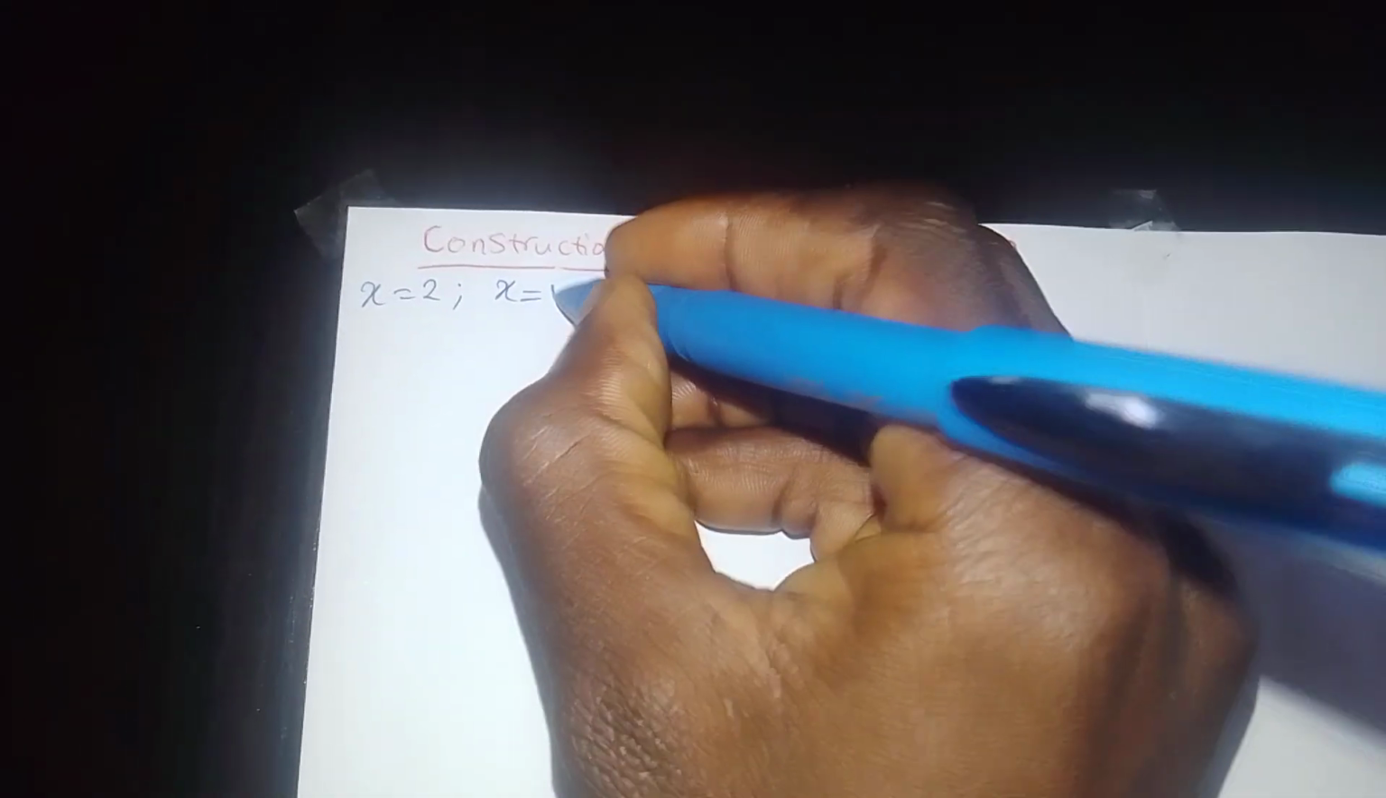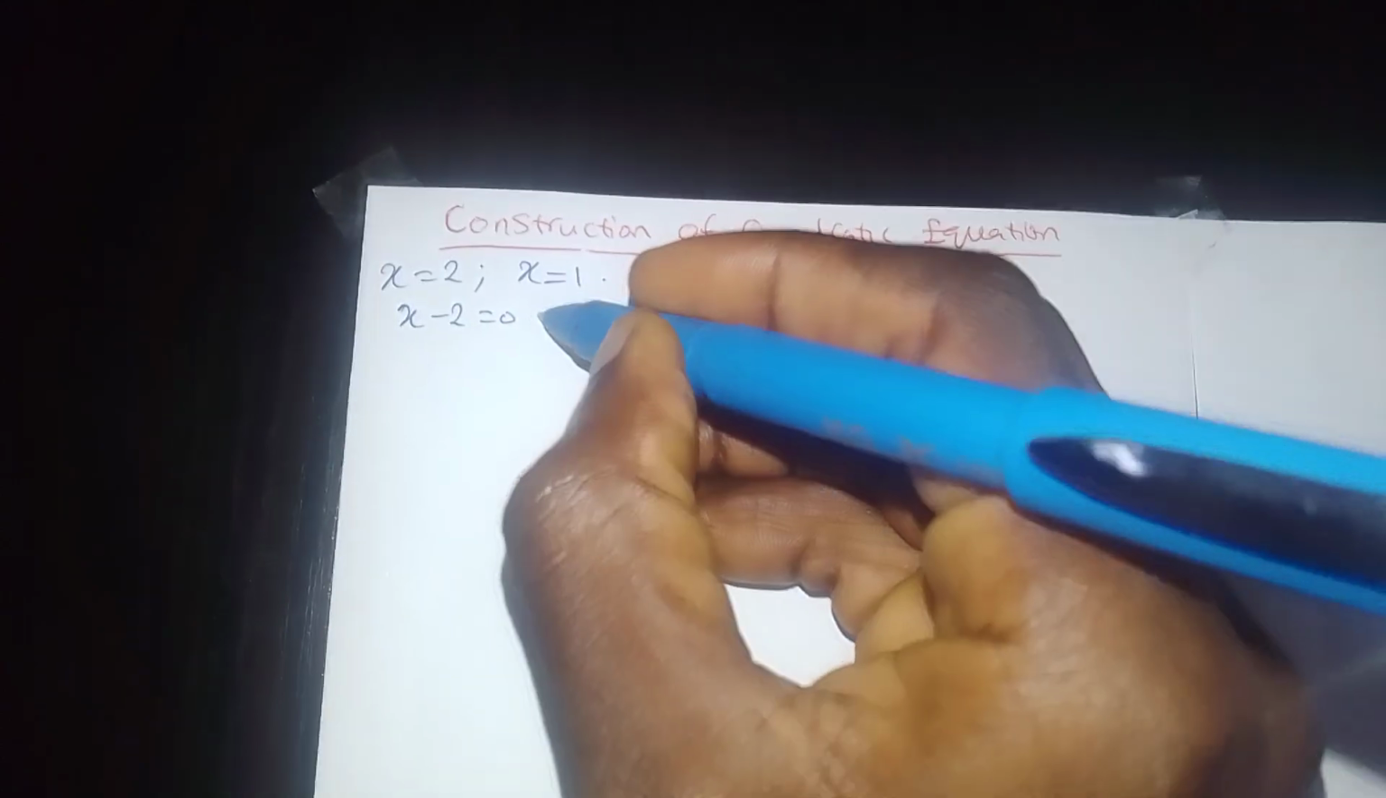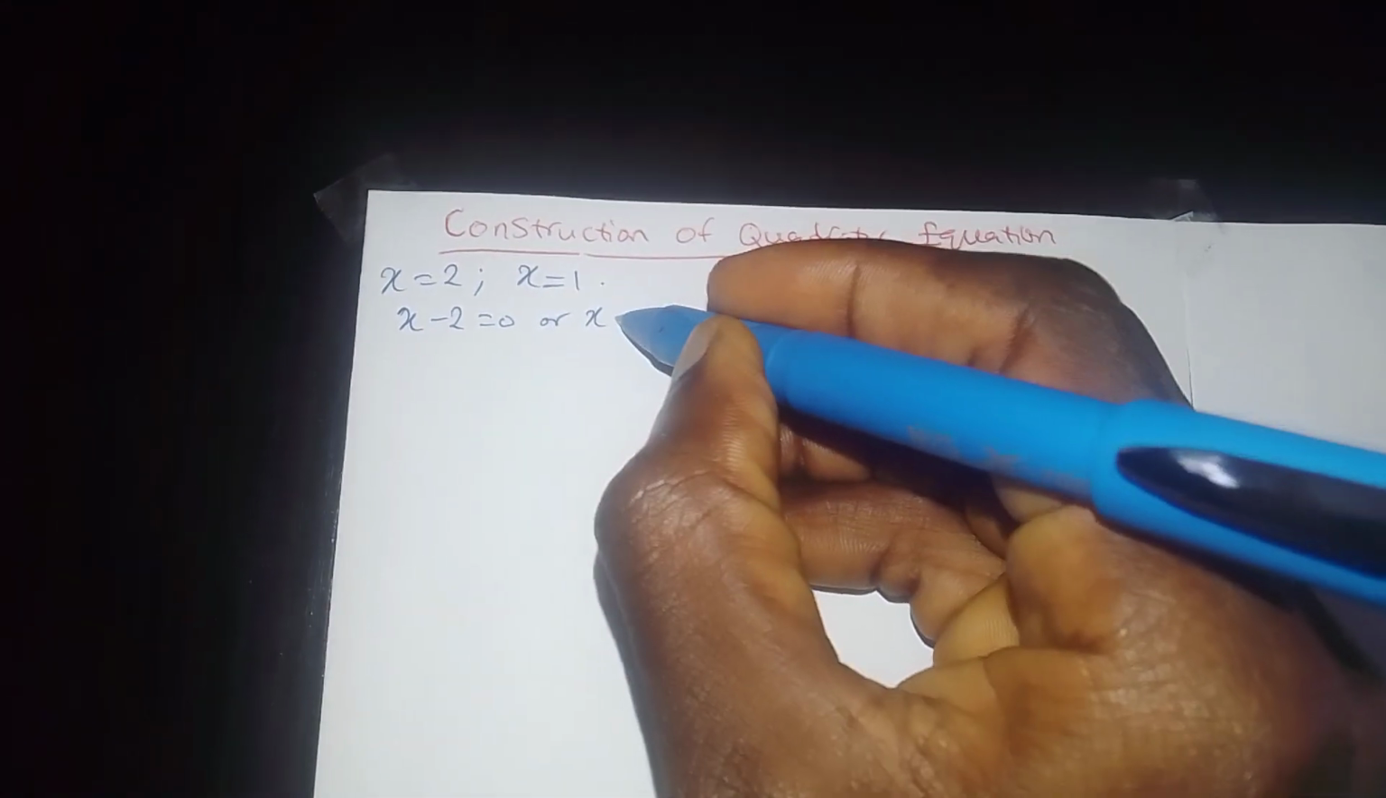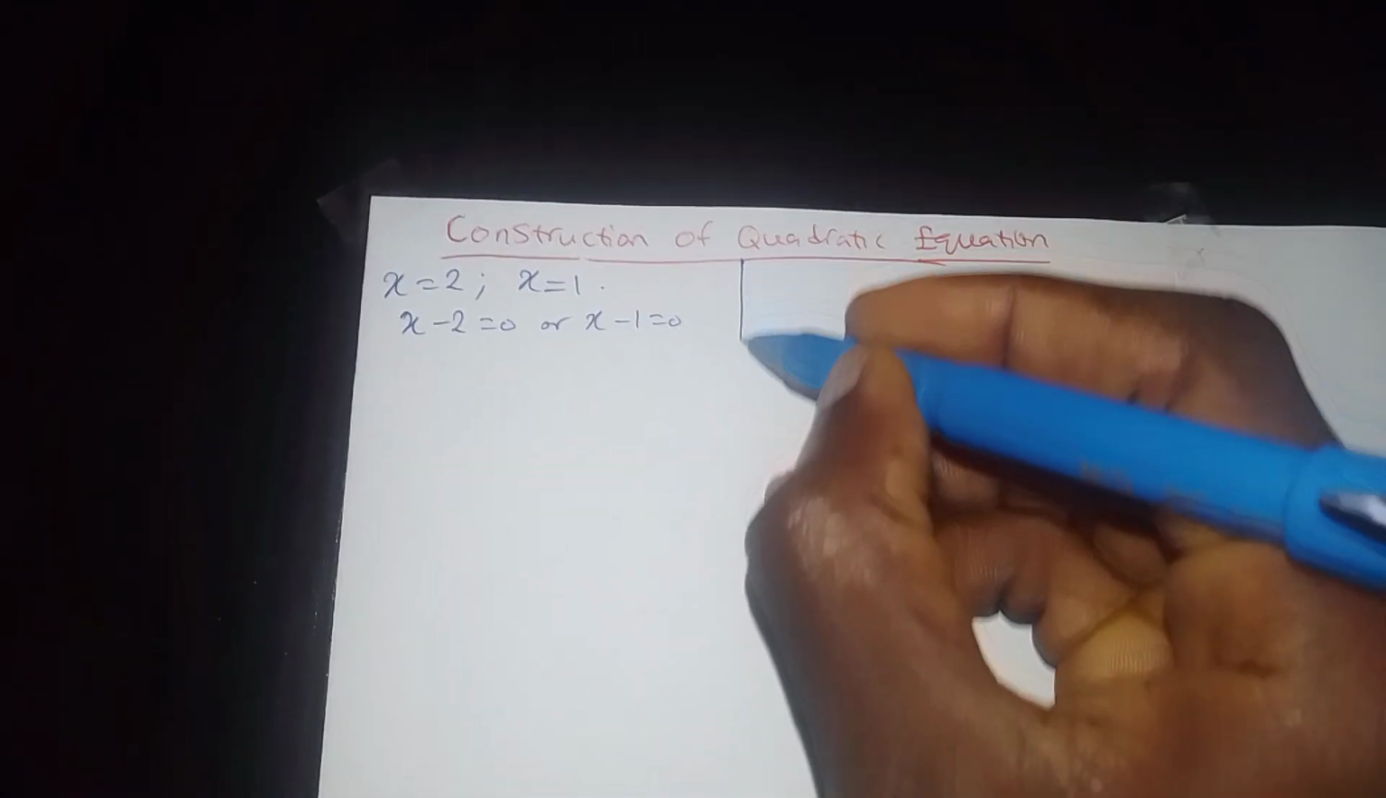For instance, for the question I solved earlier in the previous video, we said x equals 2 and x equals 1. Now the thing here is, how can I construct a quadratic equation from these two values? Definitely from here I can say x minus 2 equals 0 or x minus 1 equals 0. That's the first thing I can do.